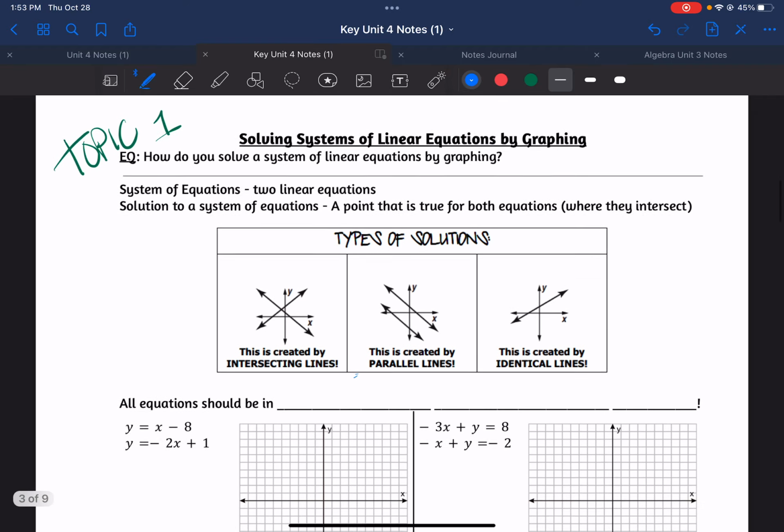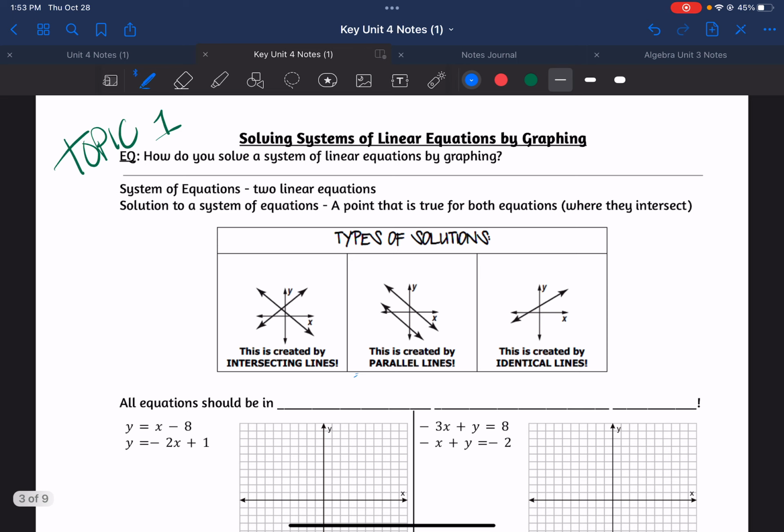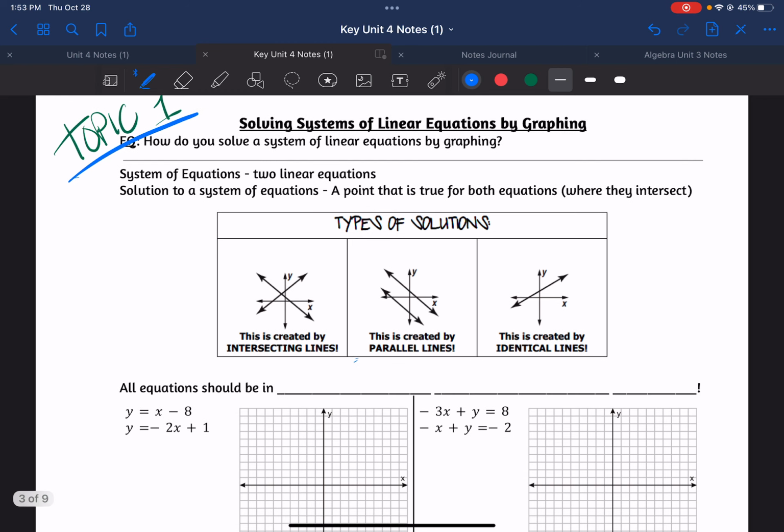All right, let's go on to topic 1 notes. Topic 1 meaning the first set of notes that we have. Okay, so solving systems of linear equations by graphing. So what do we need to do today? We need to talk about how to find solutions. How to find solutions, right? These things right here.